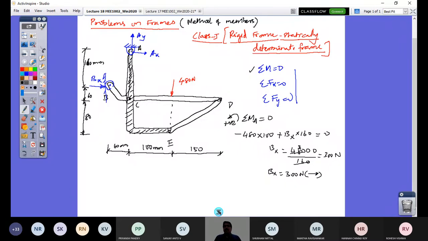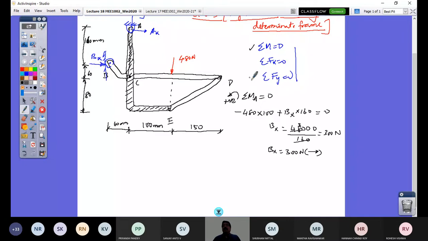So now, having found Bx, I can apply the second equation, and I can get my Ax. So Bx plus Ax is equal to zero. Bx is 300, so Ax is minus 300. What do we mean by minus 300? The direction assumed here is to the right, and it should be reversed. So that's 300 Newton to the left. That's my Ax.